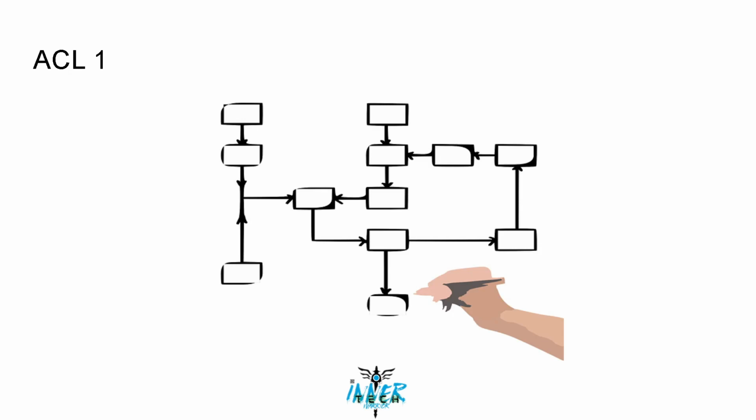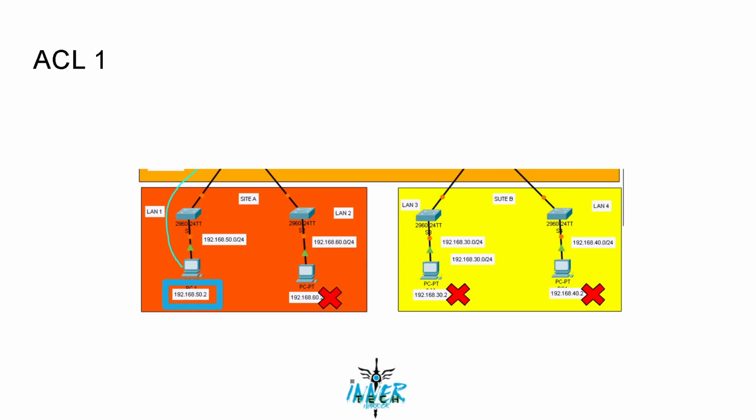So first, let's break down exactly what management wants with this ACL. 192.168.50.0/24, which is LAN 1, should not be able to connect to 192.168.60.0/24, which is LAN 2, 192.168.30.0/24, which is LAN 3, and 192.168.40.0/24, which is LAN 4. So where should this specific ACL be placed? Before we decide, let's first see what type of ACL we're looking at.